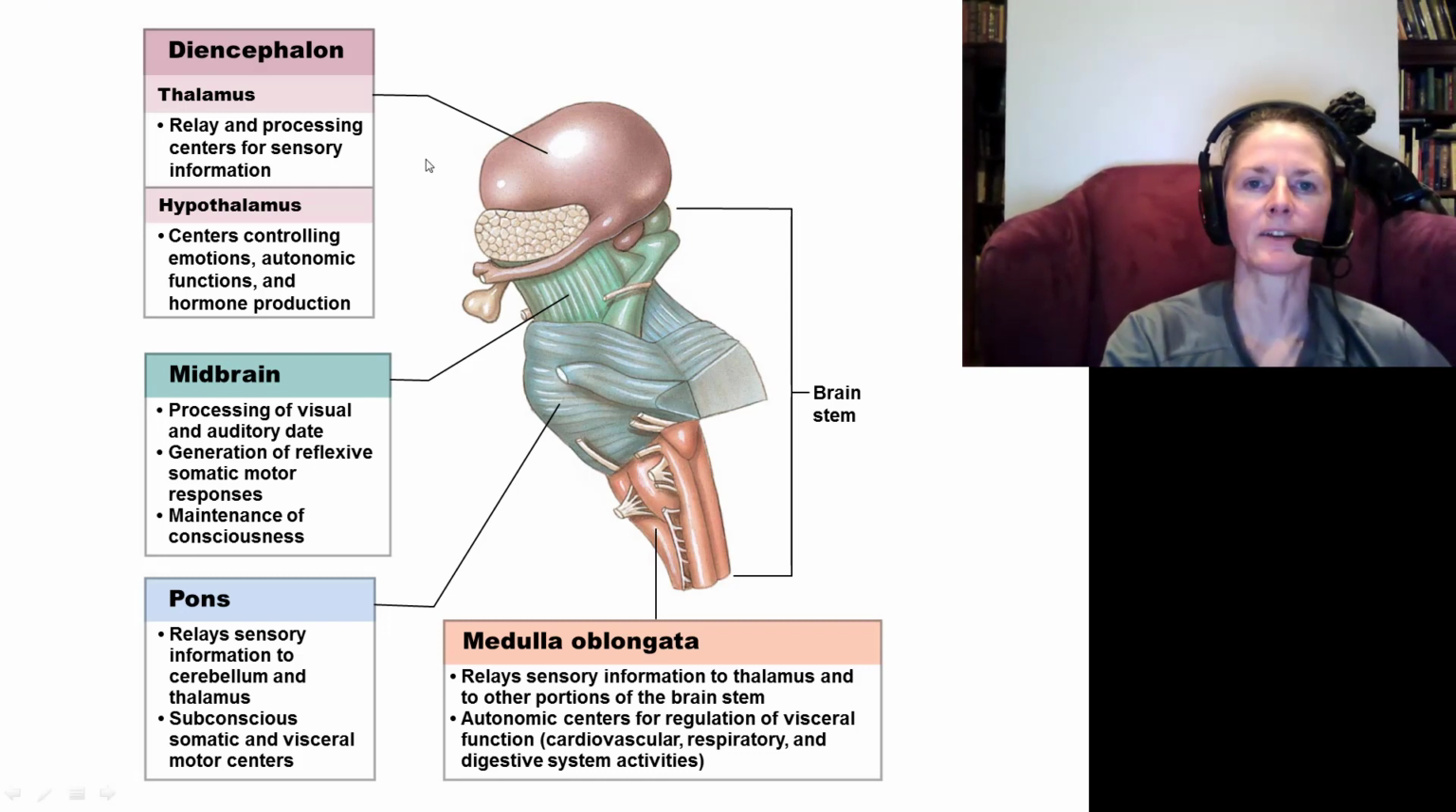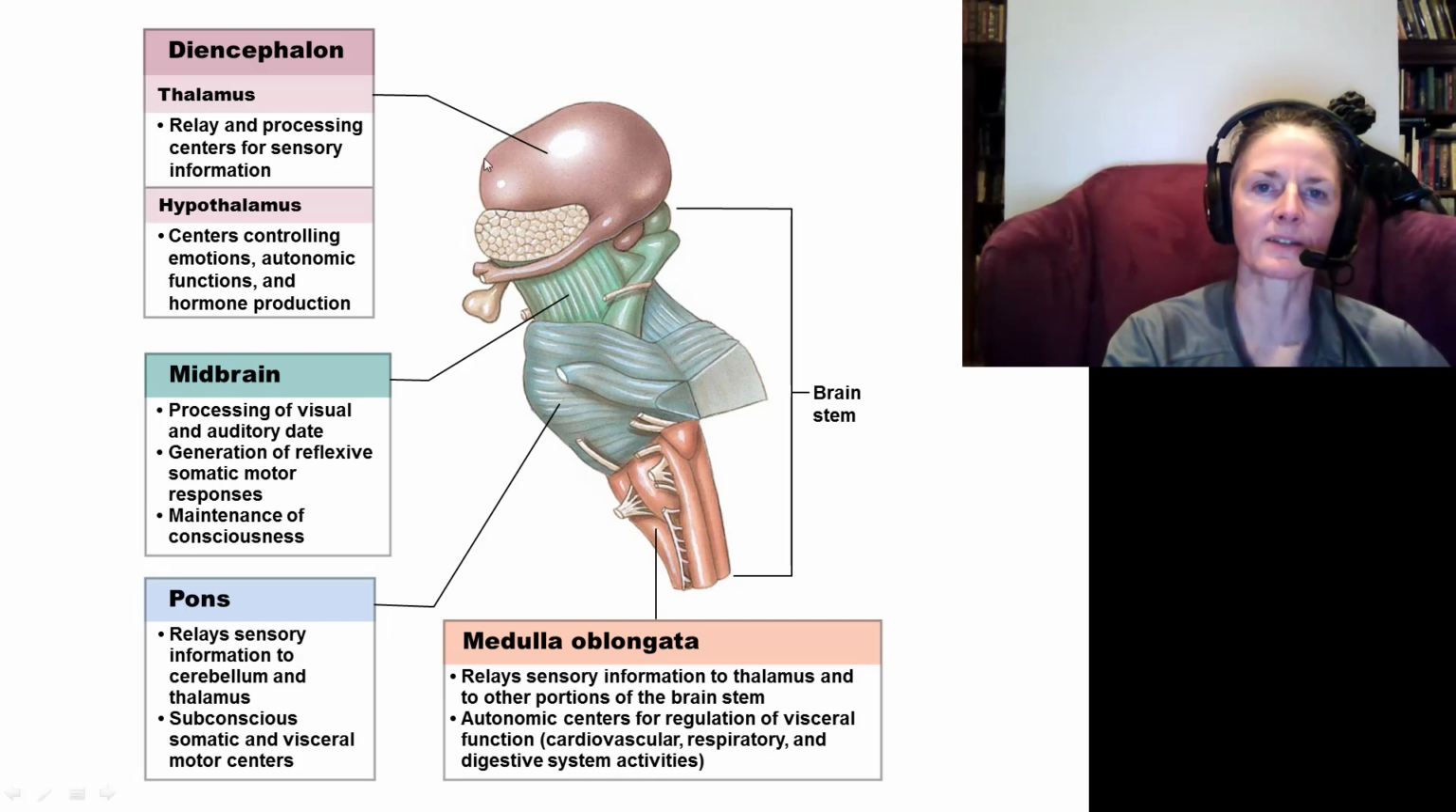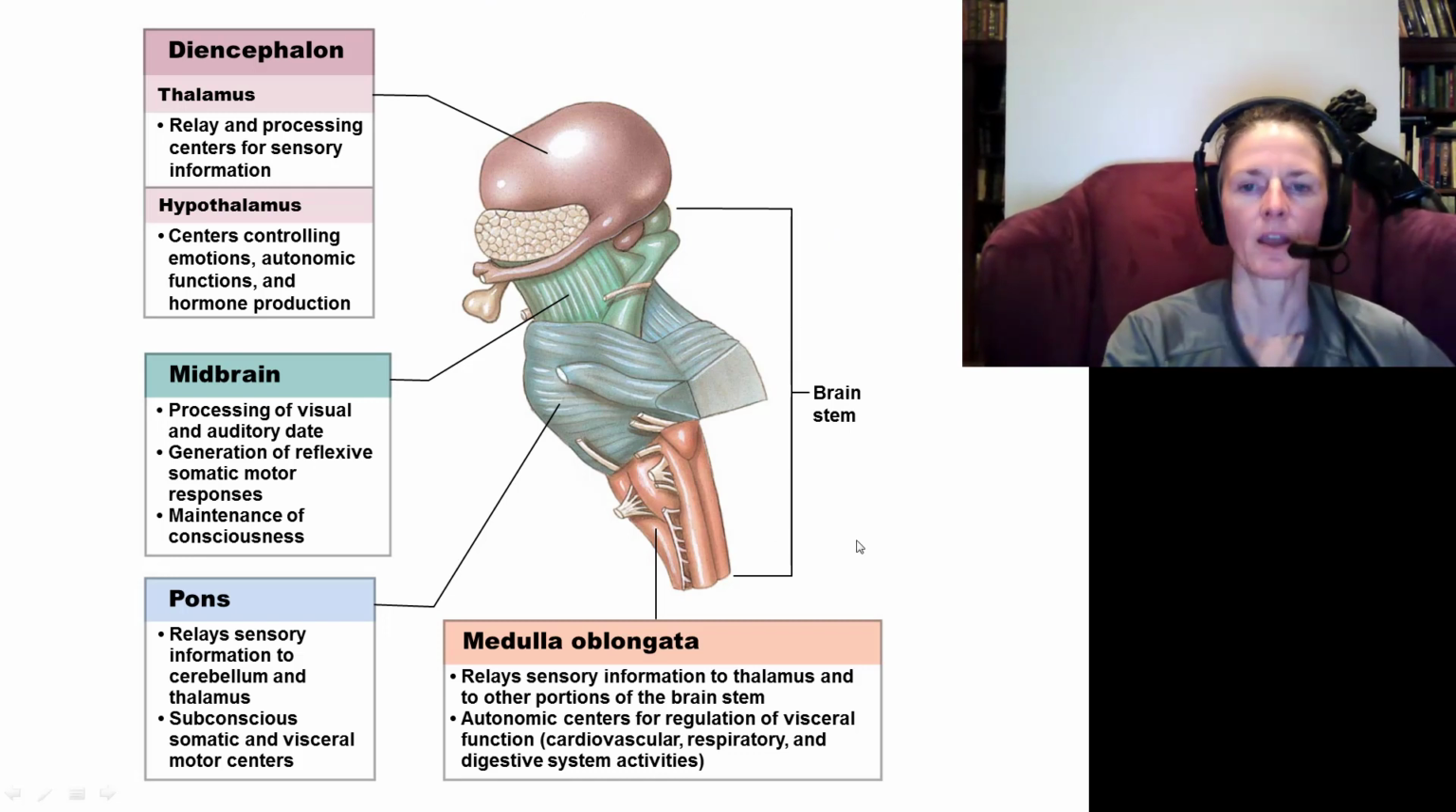So we're also going to have some descending information arising from the cerebrum that's going to pass through the brainstem on the way either to brainstem nuclei or all the way down to the spinal cord. And we're going to have some brainstem nuclei both in the medulla oblongata and the pons that are in close communication with the cerebellum. And the cerebellum is going to have some feedback loops that are going to go through the diencephalon and the cerebrum as well.